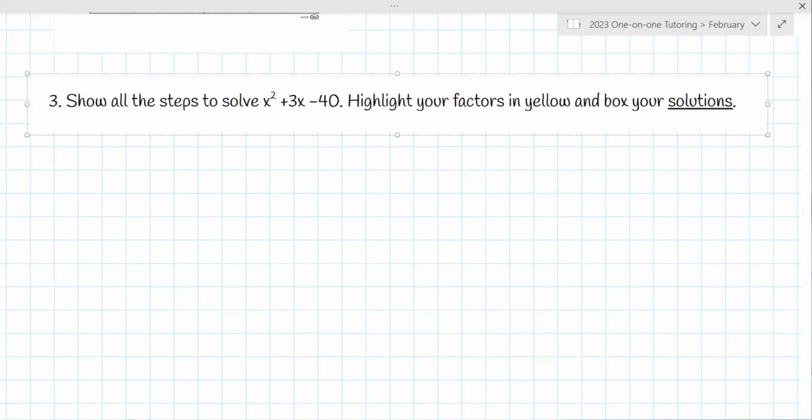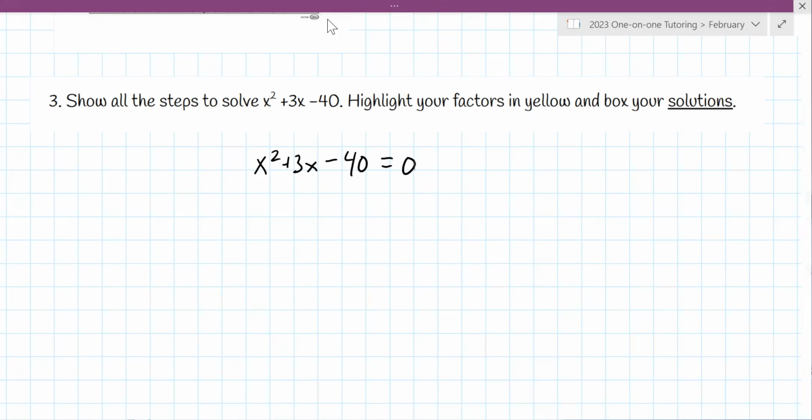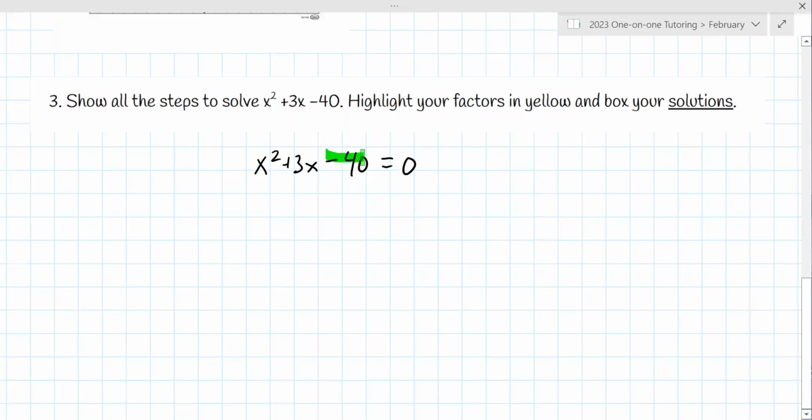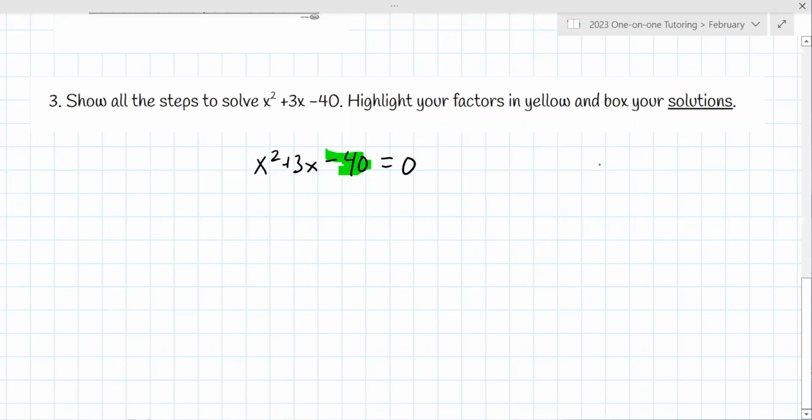Show all the steps to solve x squared plus 3x minus 40. Your instructor missed that you have to set this equal to 0. That's what you can solve. So this is how you start the problem. Now you look at this number on the right, this minus 40. You're trying to find 2 numbers that multiply to minus 40. And I like to label them all. I'm going to show them all here.